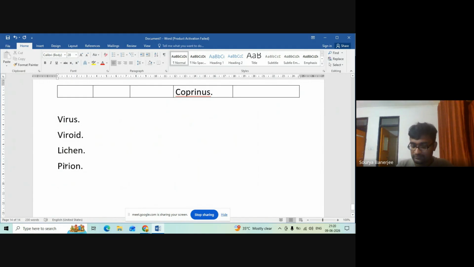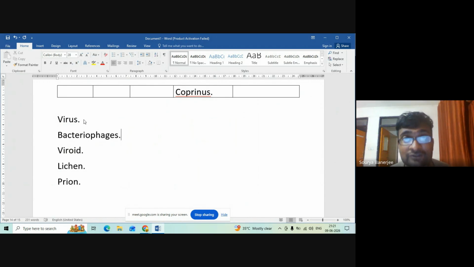Now coming to start with the virus. You know there are some viruses which kill bacteria. Those are called bacteriophages. So does bacteriophage belong to bacteria or virus? The name says bacteria, so it must be bacteria. But no, bacteriophage is a virus which kills bacteria.